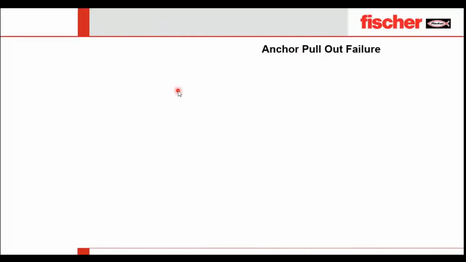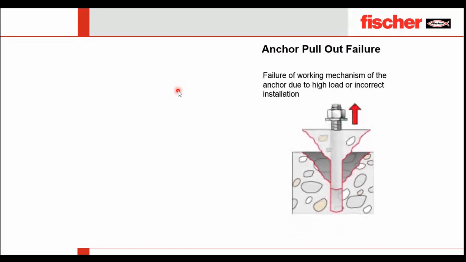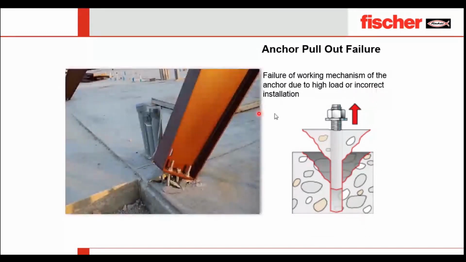The second is anchor pull-out failure. Failure of the working mechanism of the anchor due to high load or incorrect installation. Here again, you can see how it was not installed properly and the beam section is getting damaged.